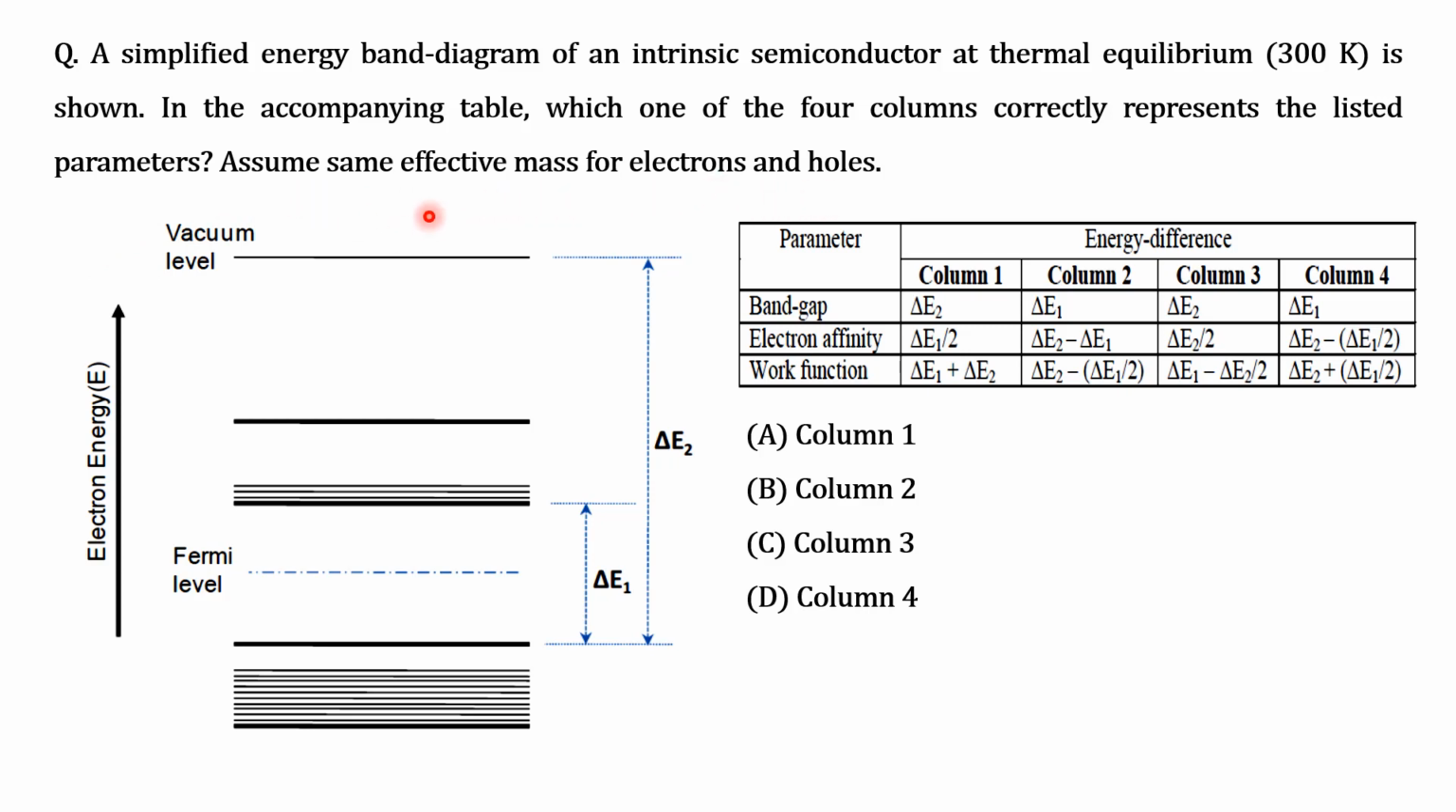Basically, an energy band diagram is given to us, and from this diagram you have to select whether column 1, column 2, column 3, or column 4 gives us the proper definition of band gap, electron affinity, and work function. Since only three of us are here, I would like this to be an interactive session. So please take a few moments to try to answer and get back to me with the answers that you have identified.